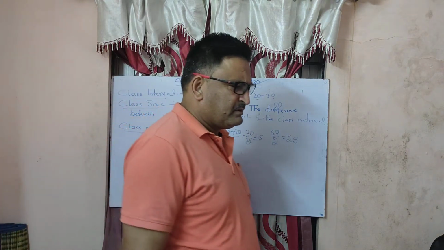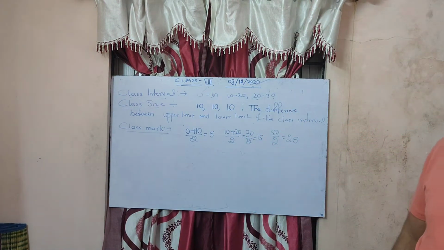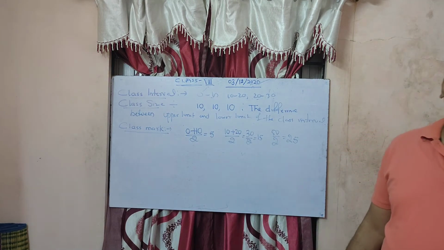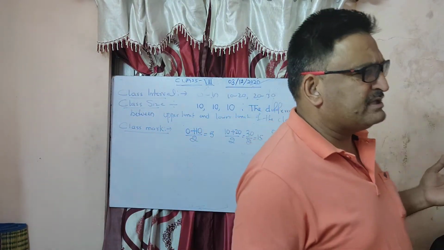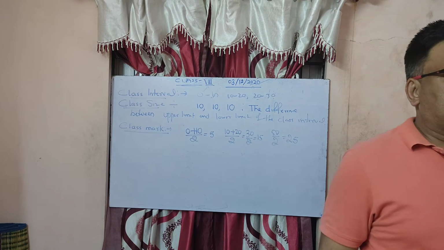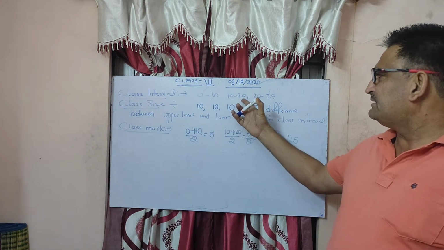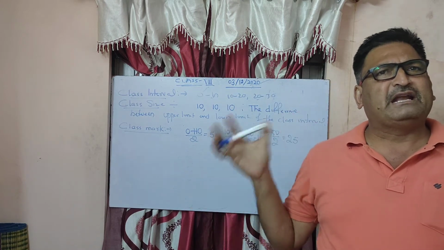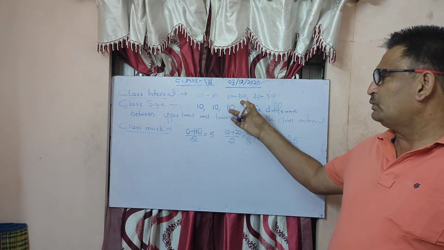Or you can say the average of upper limit and lower limit. So how to calculate the average? Average means, how many numbers are there? There are only two numbers. Just add the two numbers and divide by the number of items. That is 2.